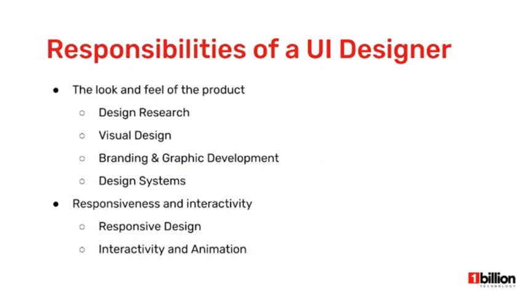Then responsiveness and interactivity. This includes responsive design and interactivity and animation. Responsive design means interfaces need to adjust smoothly to all devices, all platforms, and screen sizes in terms of both form and function. Interactivity and animation includes animations, transitions from one screen to another screen, or how a pop-up will come up, things like that. Basically, interactive elements to design the interactivity of the user interface.